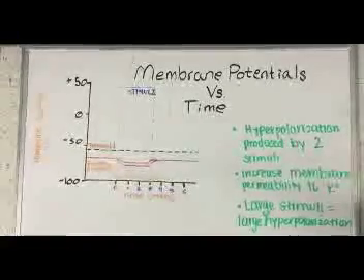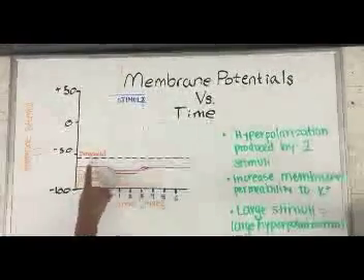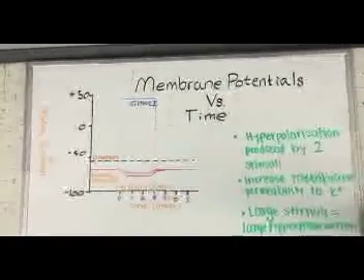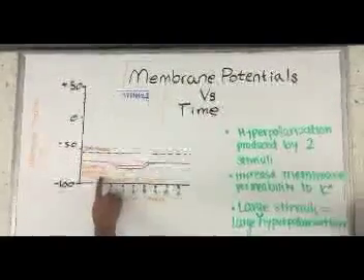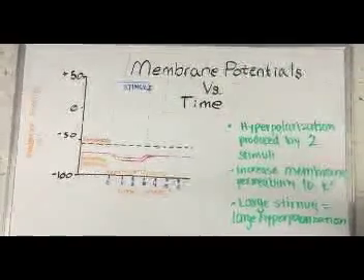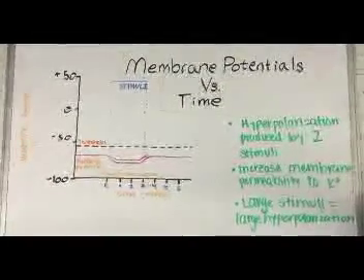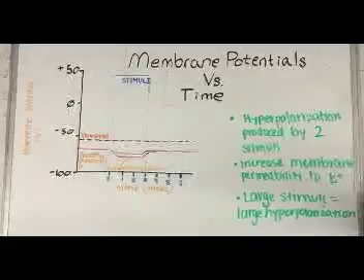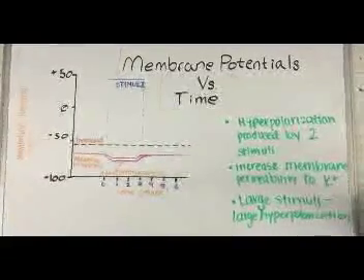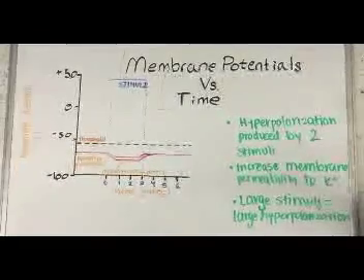Okay, so this is the membrane potential versus time graph. And this is the threshold, and the threshold is a level of stimulation required to trigger a neural impulse. And over here, this is the resting potential, and these are the two stimuli producing hyperpolarization. Hyperpolarization is a change in the cell's membrane potential that makes it more negative. And this increases membrane permeability to the potassium ions. Also, large stimuli result in large hyperpolarization.